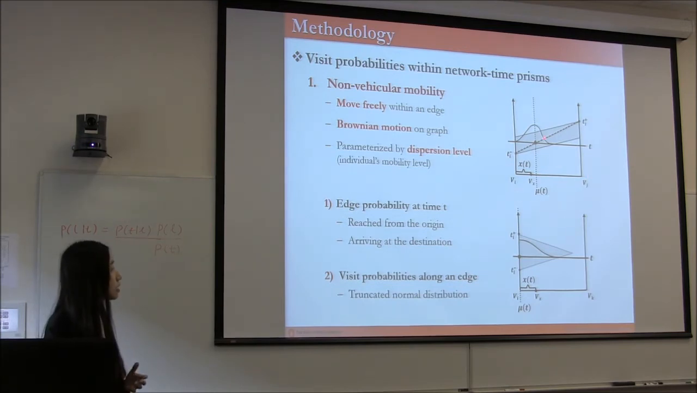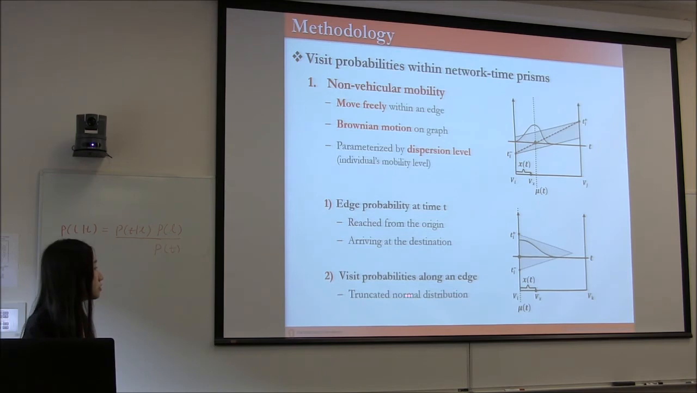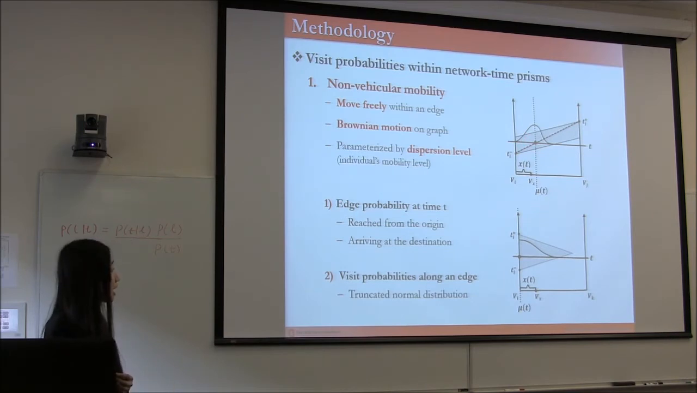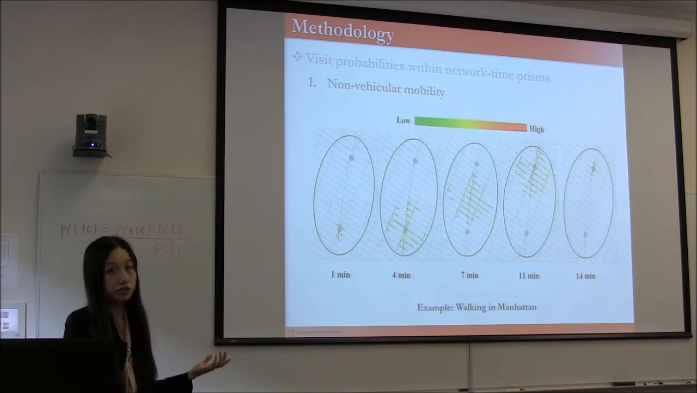Then we distribute the edge probability along it. To do that, we use a similar method, the truncated normal distribution. Then we look at the accessible locations at that time t, and what the visit probabilities are. Okay, so let's look at what they look like after simulation.